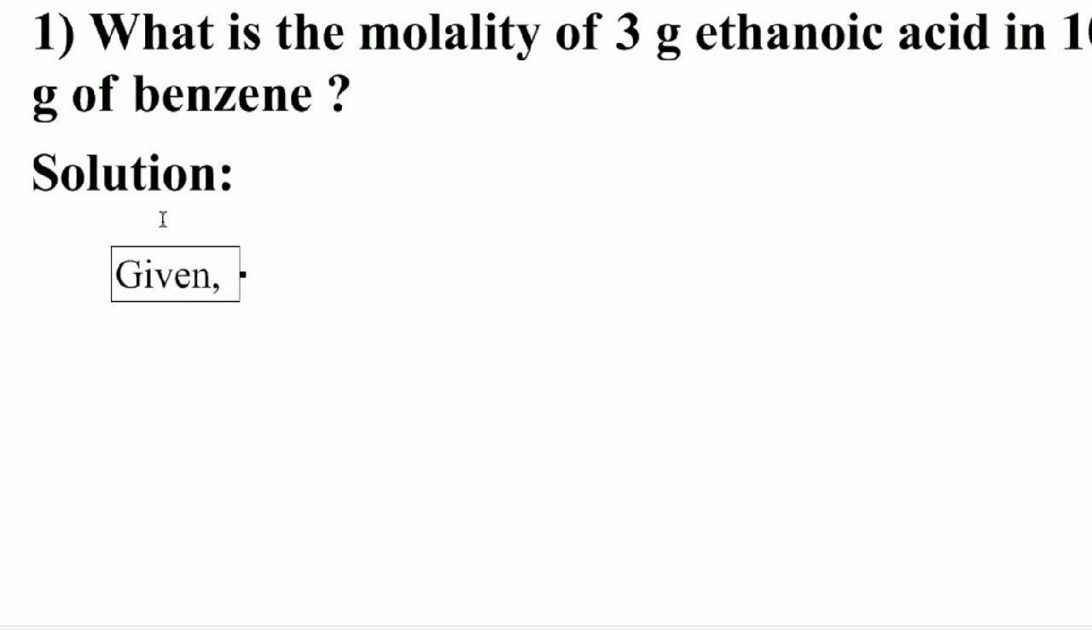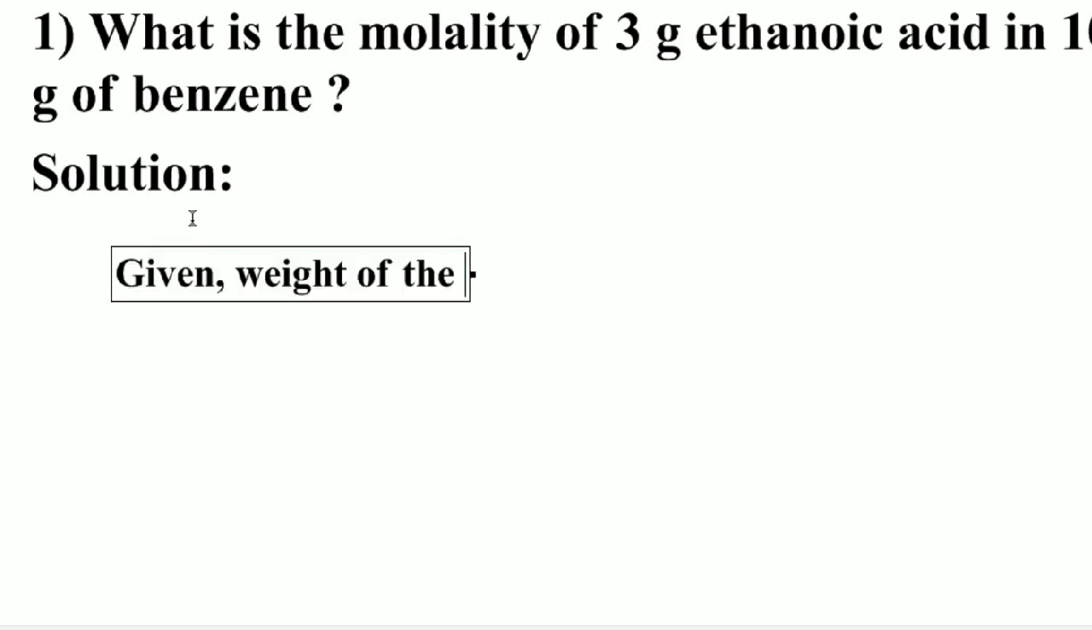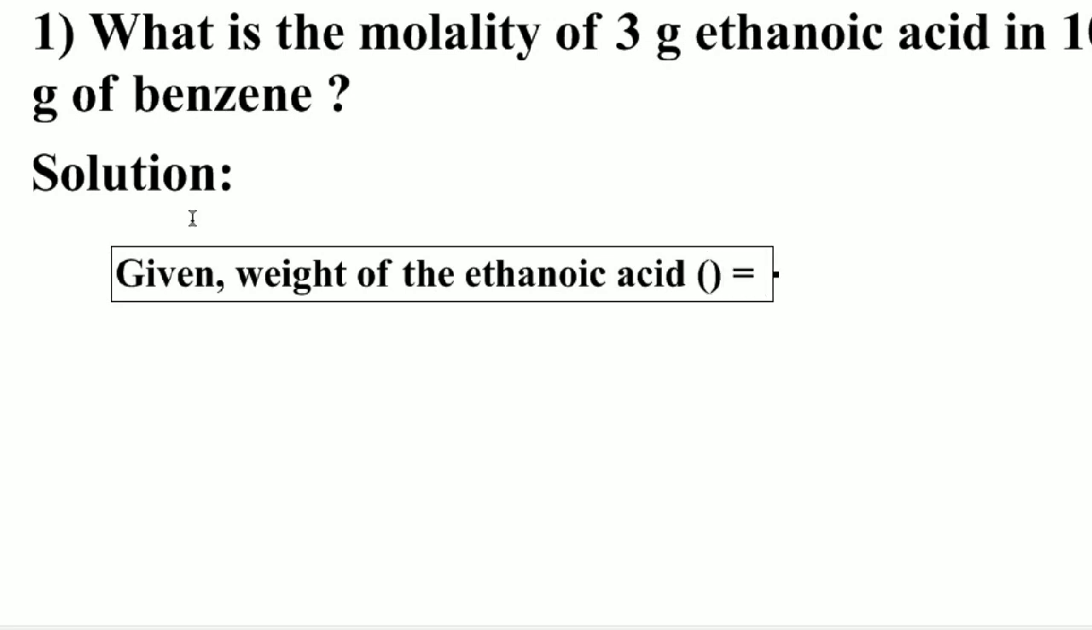Students, first of all, we write the given data. Given weight or mass of the solute. So in this problem, the solute is ethanoic acid. Therefore, weight of the ethanoic acid is equal to 3 grams. So solute weight is denoted with WA.